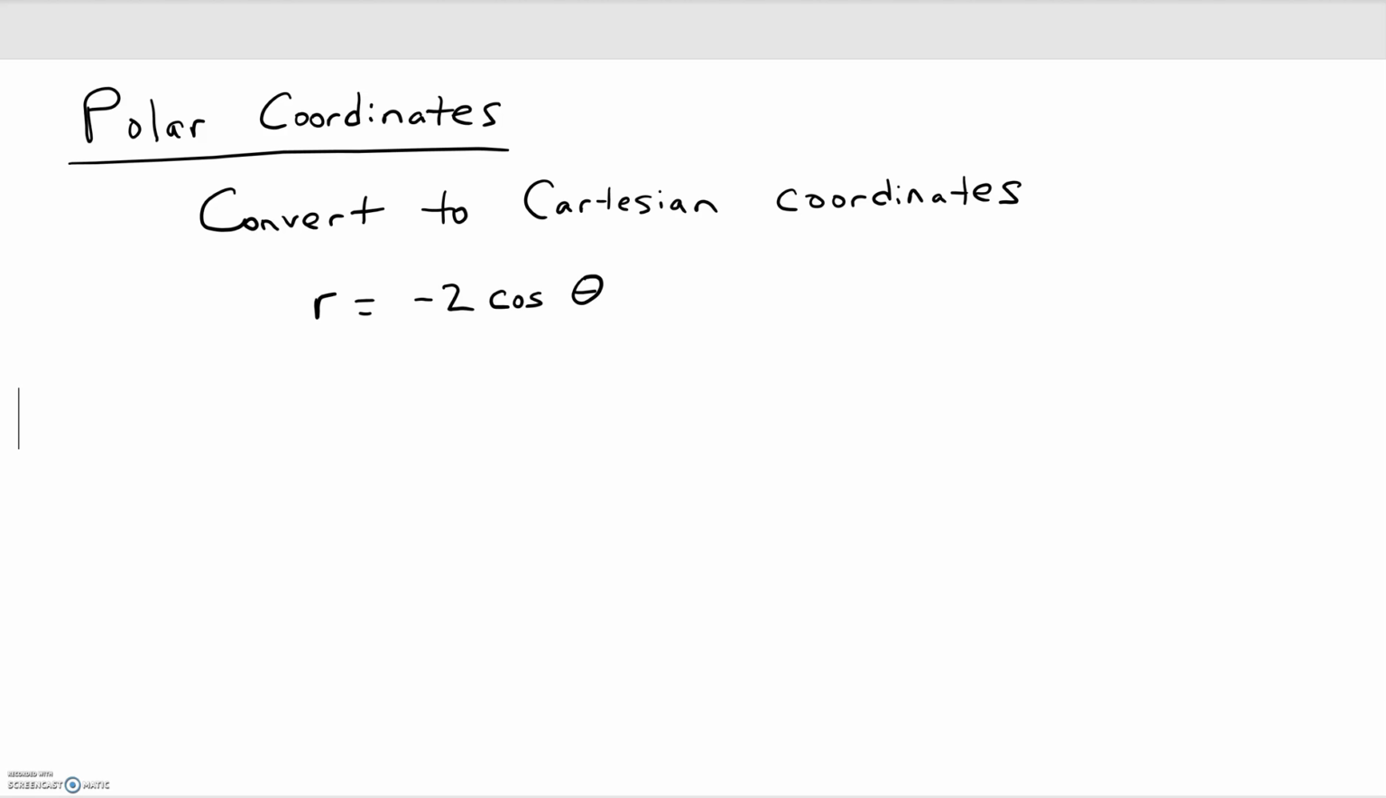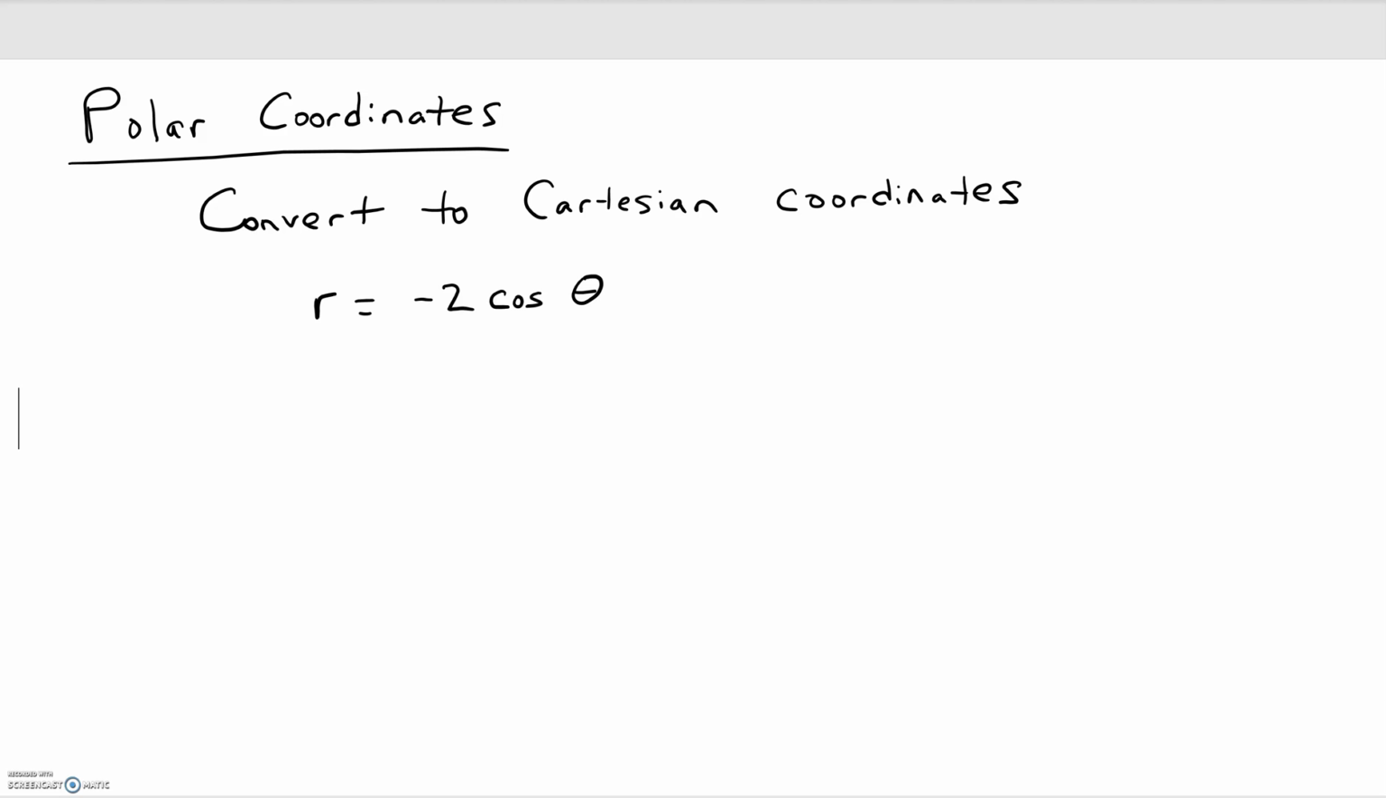In this video, we're going to begin looking at polar coordinates. And in this question, we're going to convert the given equation to Cartesian coordinates. So we've been given r is equal to -2 times cosine of theta.